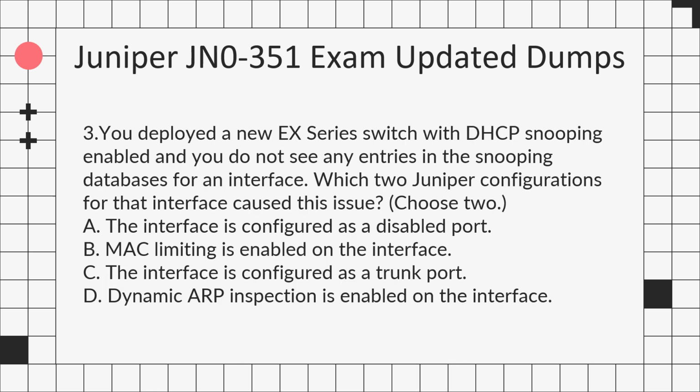3. You deployed a new EX-series switch with DHCP snooping enabled and you do not see any entries in the snooping databases for an interface. Which two Juniper configurations for that interface caused this issue? Choose 2. A. The interface is configured as a disabled port. B. MAC limiting is enabled on the interface. C. The interface is configured as a trunk port. D. Dynamic ARP inspection is enabled on the interface.